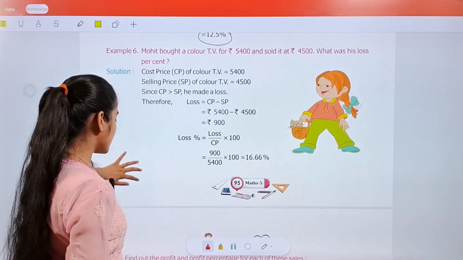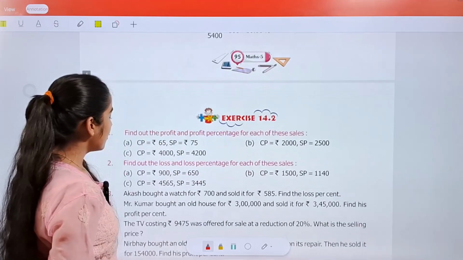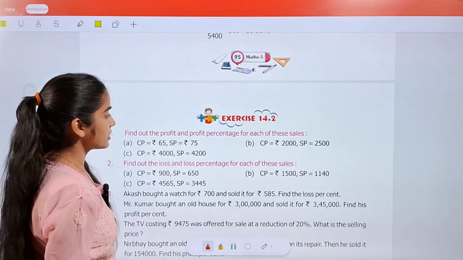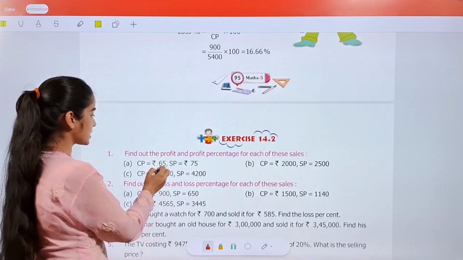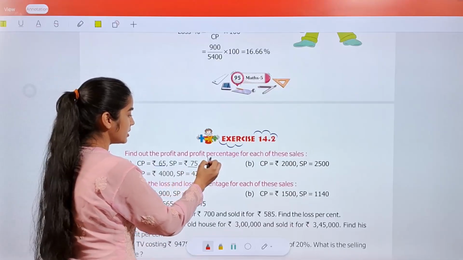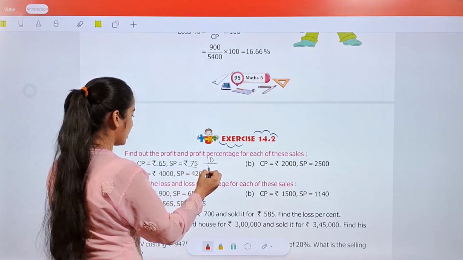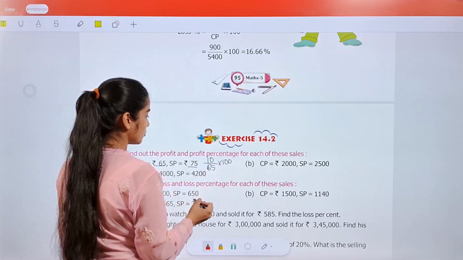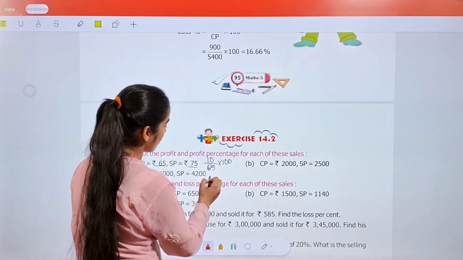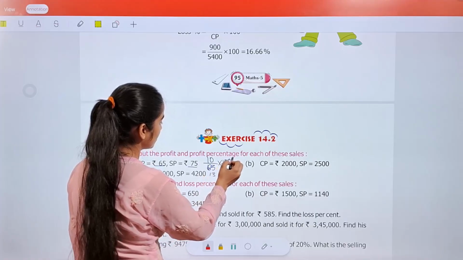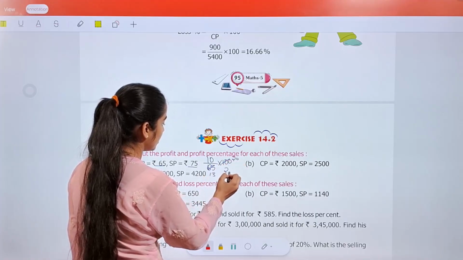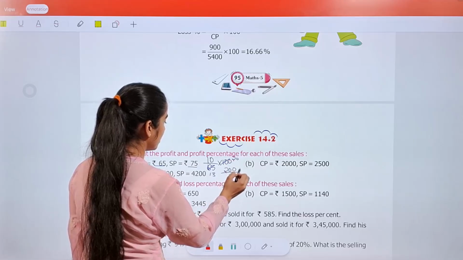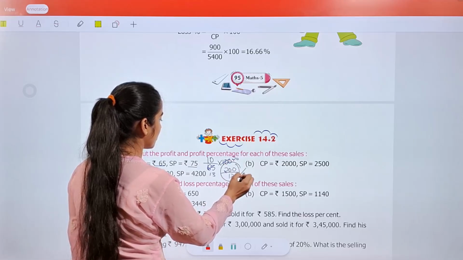Next we have to find out the profit and profit percentage for each of the following. So cost price is 60, selling price is 70, meaning a profit of 10 rupees, and your cost price is 65, multiplied by 100. So you have to solve it. 1300, 20, so 200 upon 13, you have to solve it. This is your profit percentage.